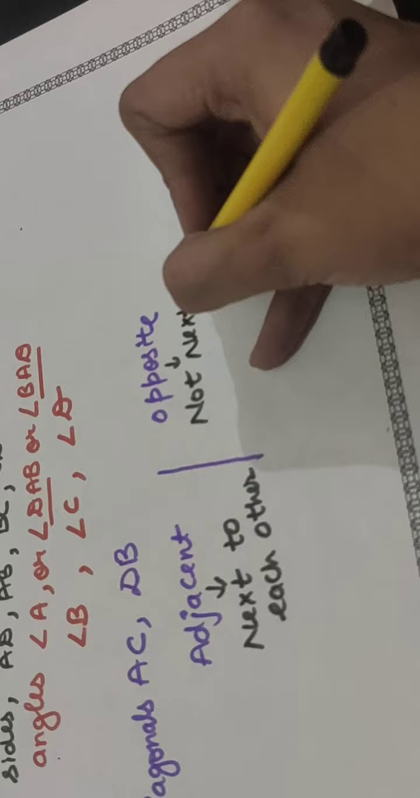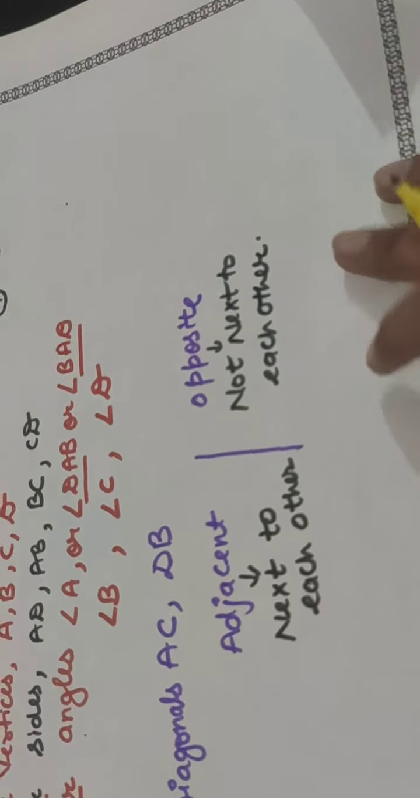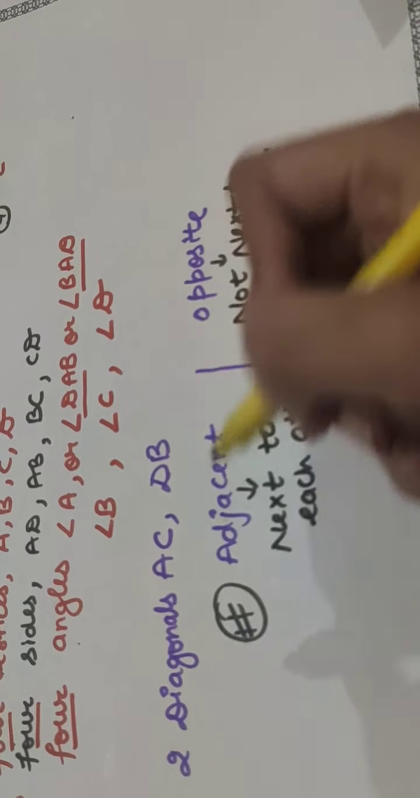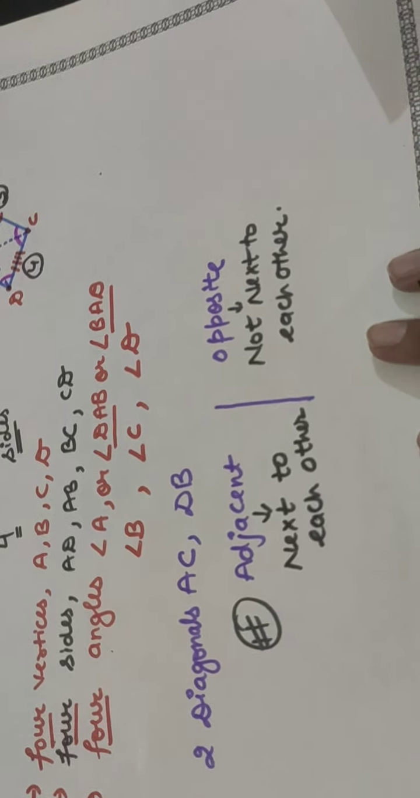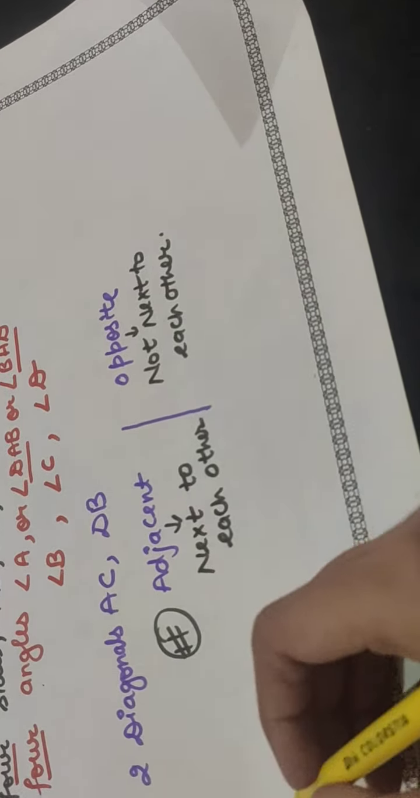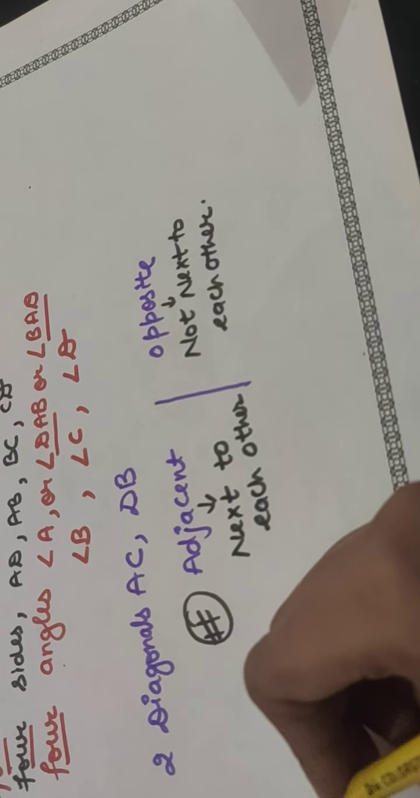Not next to each other. So suppose you have to find out the adjacent sides in the quadrilateral. See that, let us draw the figure again.